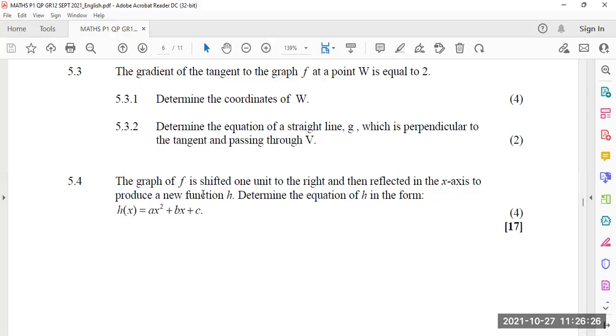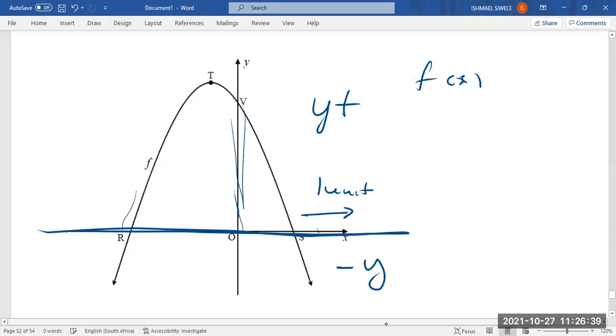So let me see if I did understand what the transformation says. Yes, it says the graph of f is shifted 1 unit to the right and then reflected in the x-axis to produce a new graph. Let's make the equation of the new graph. Okay, so it's easy. F of x, you know it to be negative x squared, minus 2x plus 8, right?